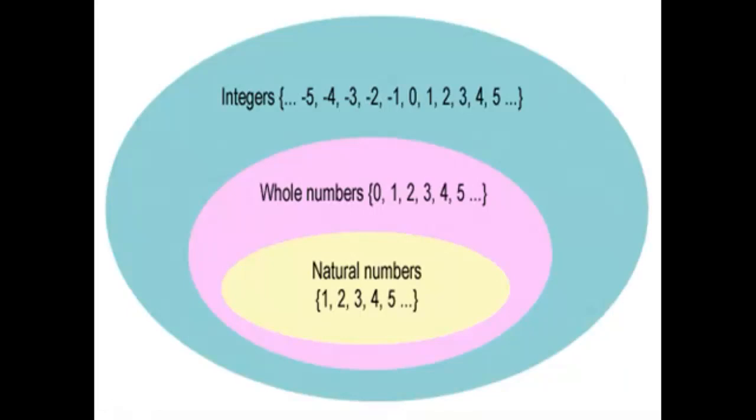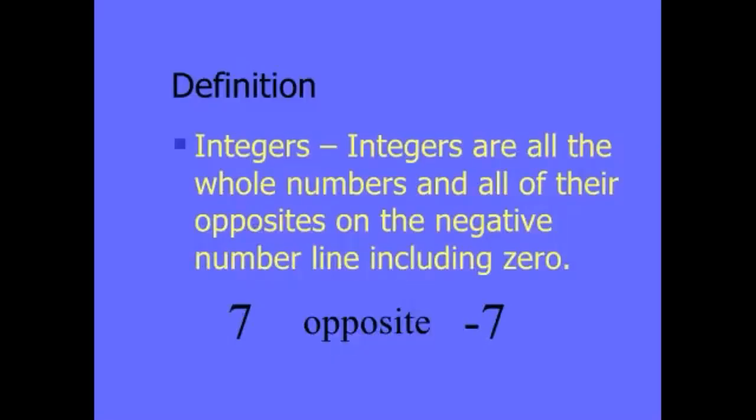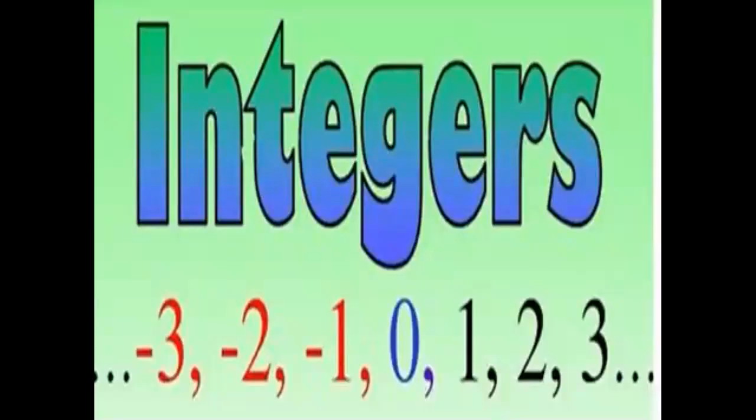And when we combine the set of negative numbers and whole numbers, that is called integers. Integers are all the whole numbers and all of their opposites on the negative number line, including zero. For example, the opposite of 7 is -7. As you see in this set, all the natural numbers are positive integers and the others are negative integers.